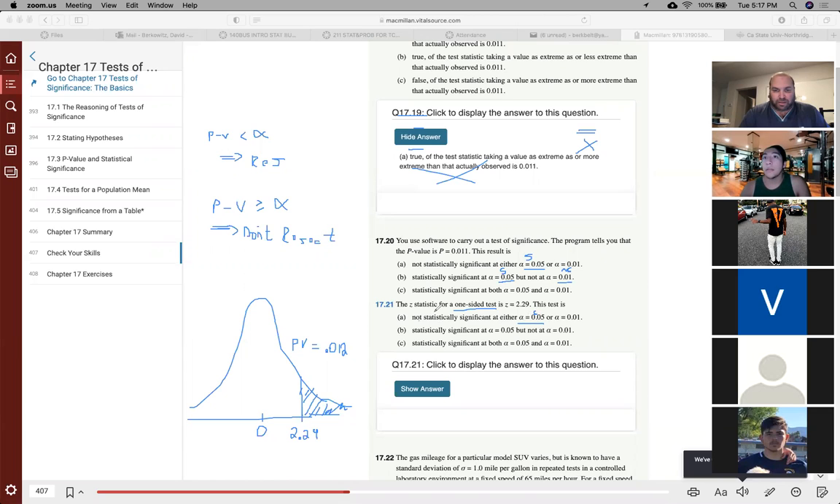So it's not A, because A says not significant. Is it less than 0.05? Yes, it's significant. Is it less than 0.01? No, so it's not. Oh yeah, so that's it, right? It's significant at 0.05, but it's not significant at 0.01. So the answer is B.